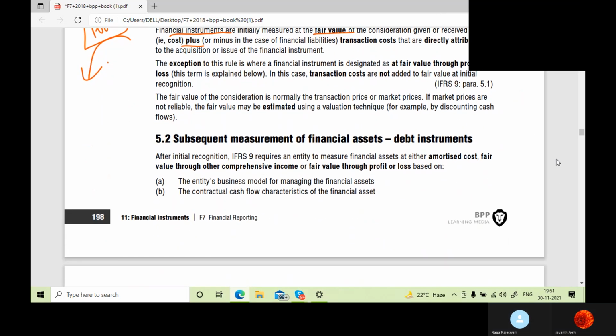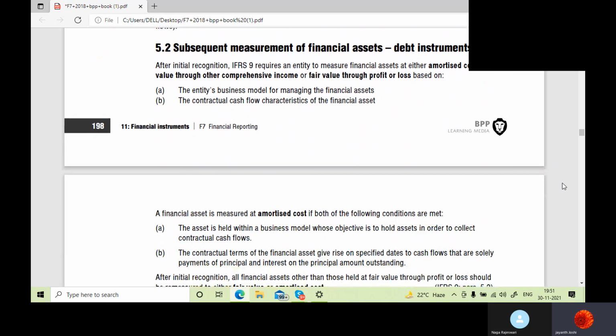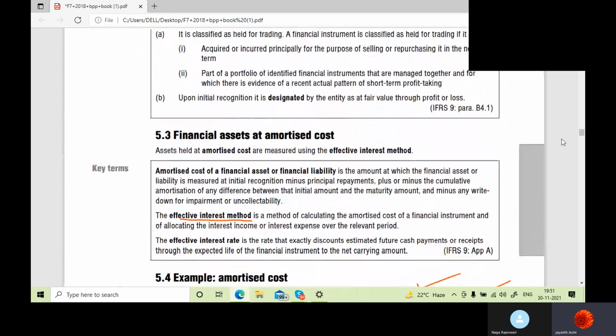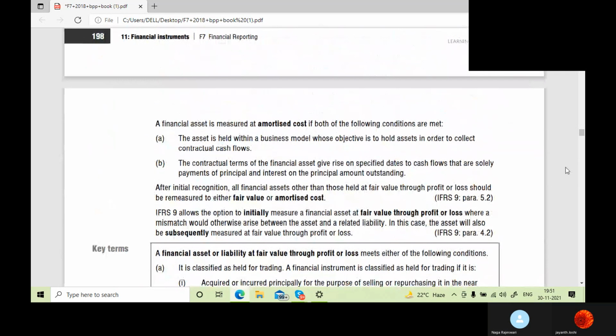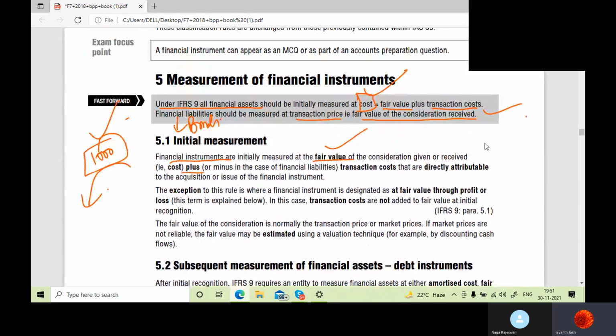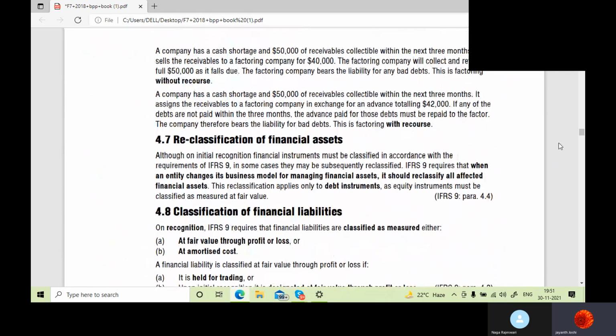So we have done this. We have also discussed about this. So initial recognition of the financial asset: fair value plus transaction cost. That means market value plus transaction cost. And liability: fair value of the consideration received. Just fair value.